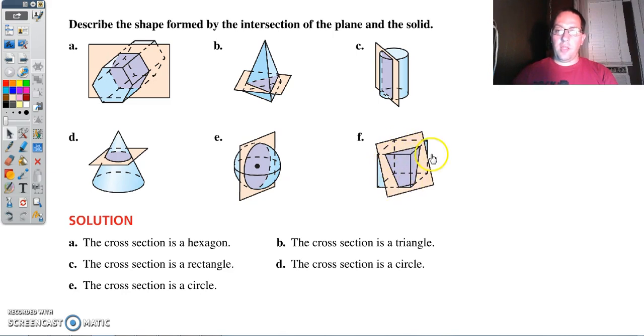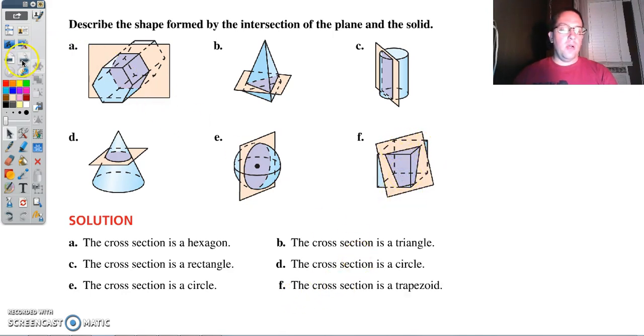And here we have a cube, looks like. Rectangular prism anyways. And this is not giving us a square, is it? Because it's at an angle. What we're getting here is a trapezoid, because this side is longer than this side. Those two are not. Those two are parallel. So we have a trapezoid.